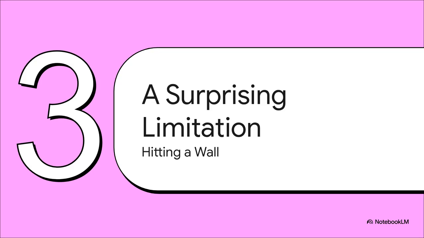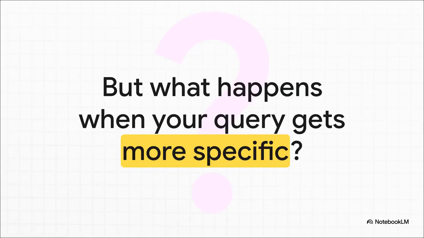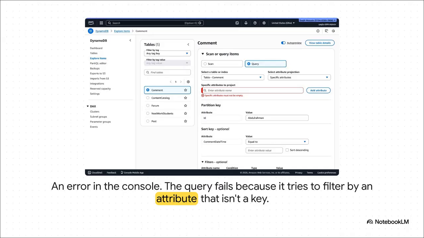But this is the point in our story where things take a little turn. What happens when the simple way just isn't enough? What if you need to filter on something that isn't a key? Let's say you want to find all the comments posted by a certain person, but the problem is that PostedBy field isn't your partition key or your sort key. Now what? And boom, you hit a wall.